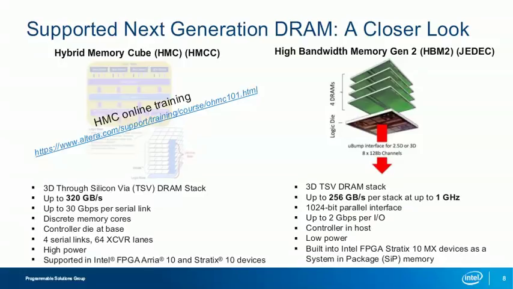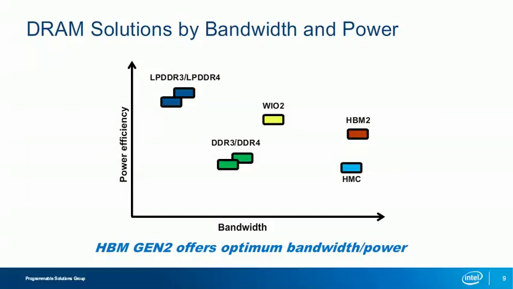Because of the large number of parallel signals required, HBM2 is implemented in an integrated device that includes the memory controller. For Intel Stratix 10 MX devices, HBM2 is implemented on the main device die using System-in-Package, or SiP, technology. Here you can see how HBM2 compares to other DRAM solutions. LPDDR has good power efficiency, but tends to have less available bandwidth than other solutions. Standard DDR memory provides a good balance between power usage and bandwidth. Looking at the next generation options supported by Intel FPGA, both HMC and HBM2 provide high bandwidth, but HBM2 is the winner when it comes to low power.